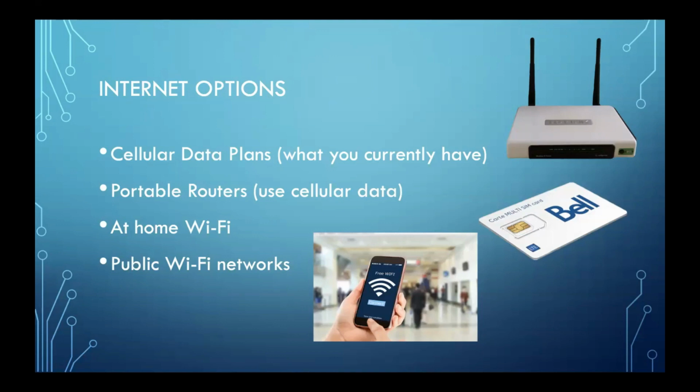And then you can use public Wi-Fi networks, which work the same as the at-home networks, but there are certain things to consider when using public Wi-Fi networks, which we'll review, because there are safety issues sometimes with them, and we just want to be conscious of those things. So those are the breakdown of the four main ways that you can connect to the internet: a cellular data plan, portable routers, which use a cellular data plan, at-home Wi-Fi, and public Wi-Fi networks.